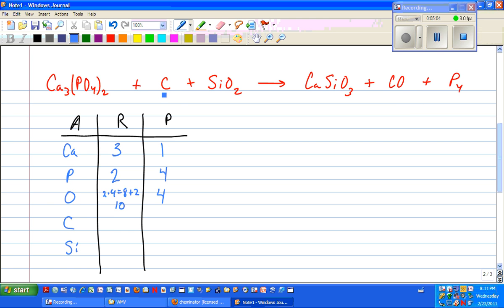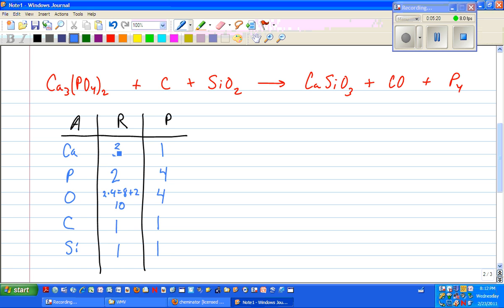Let me keep counting. I've got one carbon here. I've got one carbon over there from the carbon monoxide, subscript of 1. Silicon, I've got one here, and I've got one smack in the middle of this one. So I'm ready to go ahead and start balancing.